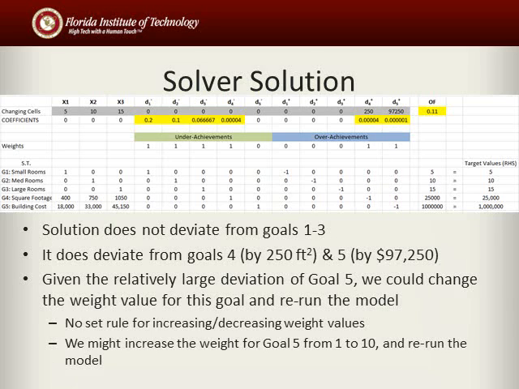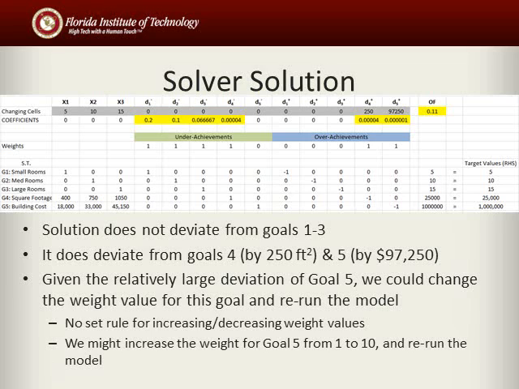So that seems to be pretty significant. Given the relatively large deviation of goal 5, what we could do is change weights. We can increase the weight value for this goal and rerun the model. This is pretty much done if you, as a decision maker, are not really happy about this. It seems to be a relatively large deviation from this goal. I'm almost $100,000 over budget.